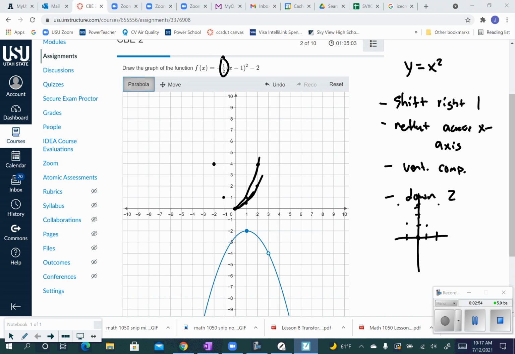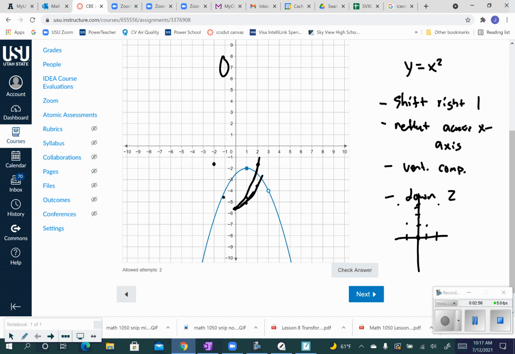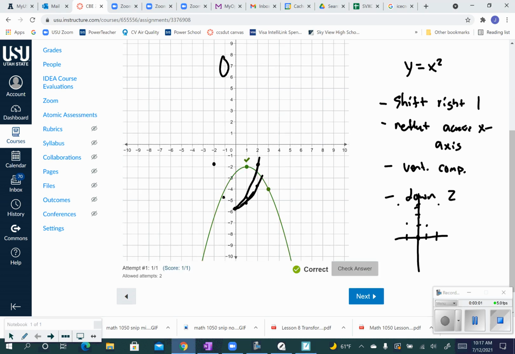Let's just double check that and make sure it looks good, make sure it likes the way we put it in. And it says we're good. Okay, thanks.